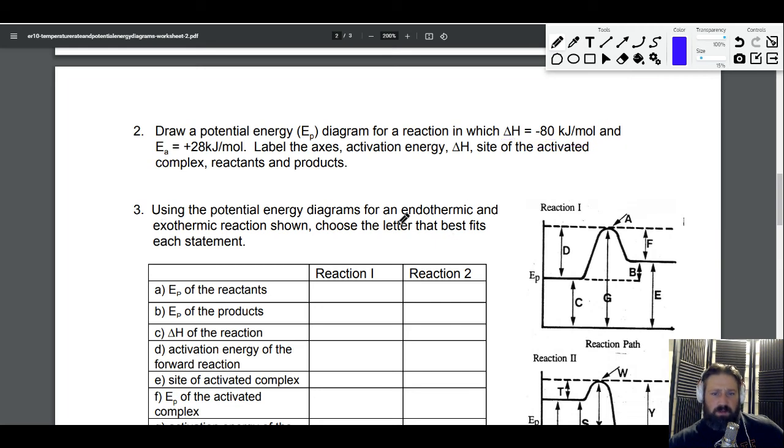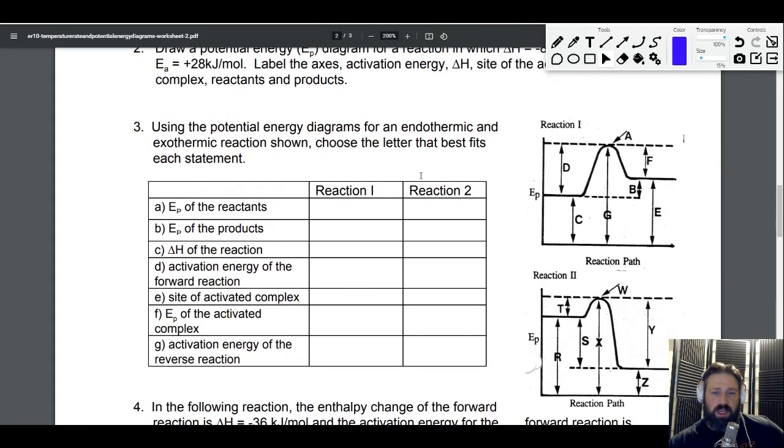Using potential energy diagrams for an endothermic and exothermic reaction shown, choose the letter that best fits each statement. All right. The potential energy of the reactants. Sure, I guess it would be C, is how I would call that, and then R for this one. For the products, say E and Z. The reason I'm saying this is, I just told you that we care more about the change than we do about these actual energies.